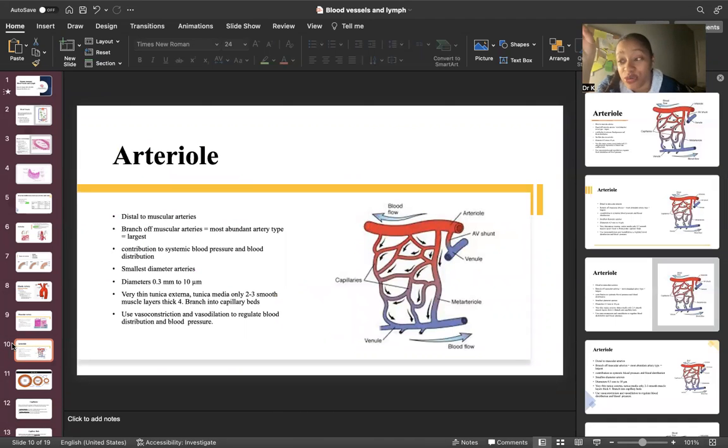Your arteries are going to deliver oxygen rich blood from the heart to your tissues. Now your arterioles are going to deliver that blood into the capillary beds. And those are important distinctions, right? Because your arteries extend from the aorta and lead to the arterioles, and your arterioles extend from the arteries and lead to the capillaries, right?